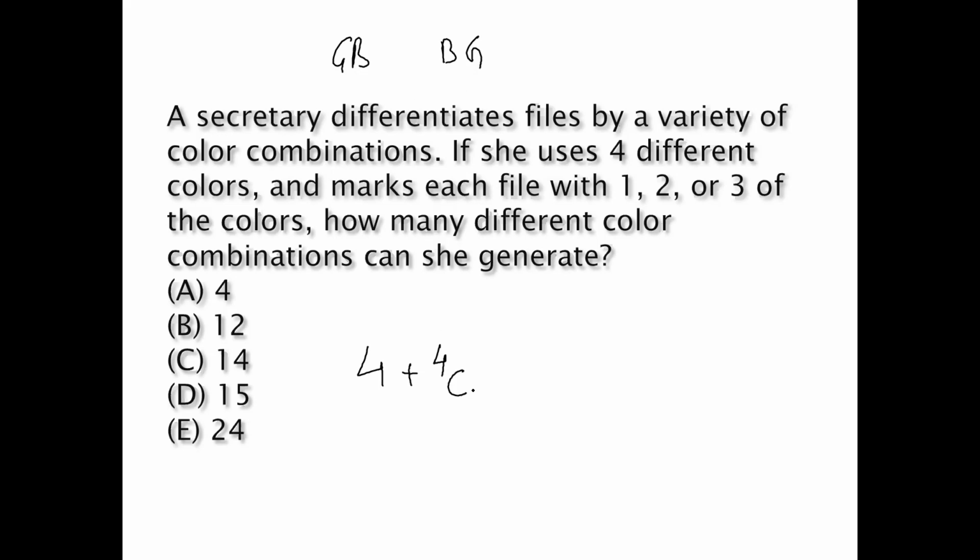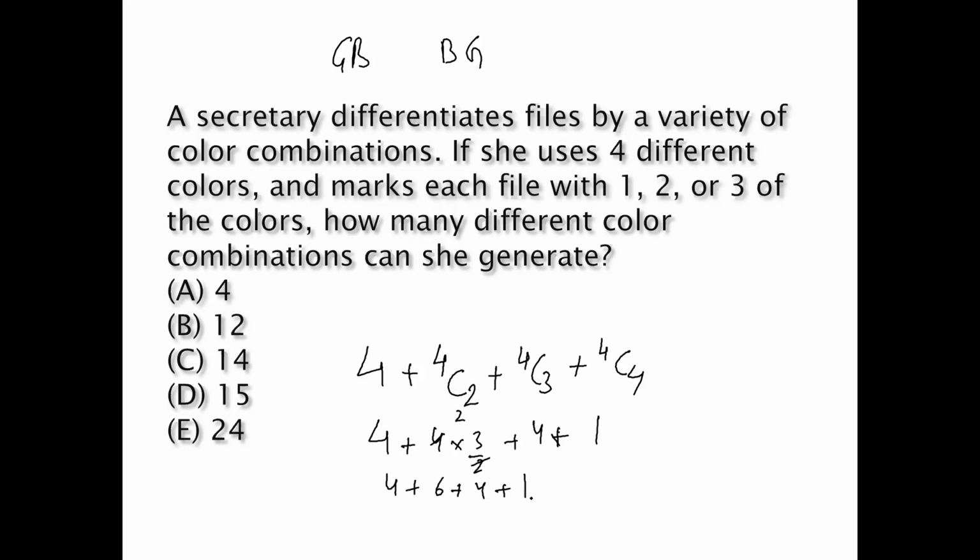So I'm going to say 4C2, then 4C3, and then 4C4, right? So 4 plus 4 into 3 divided by 2, 4 into, that's just 4 plus 1. So 4 plus 6 plus 4 plus 1. 12 is the answer.